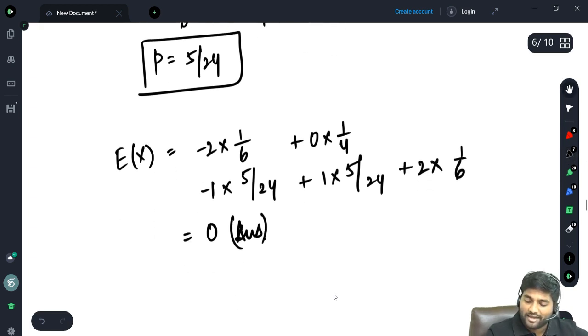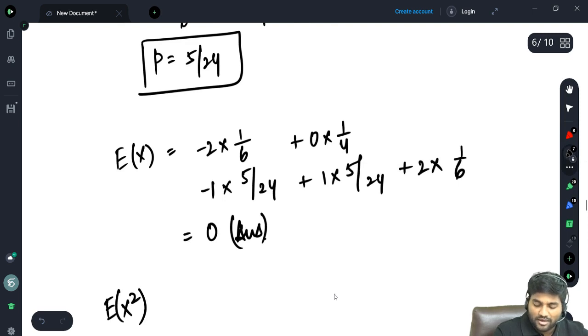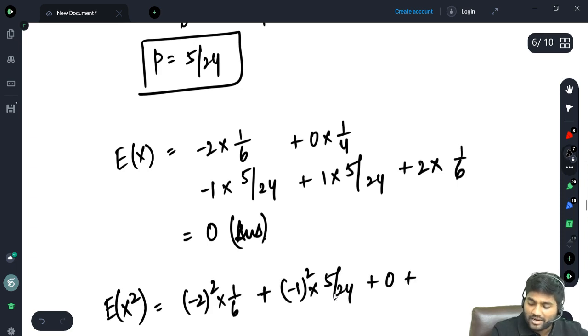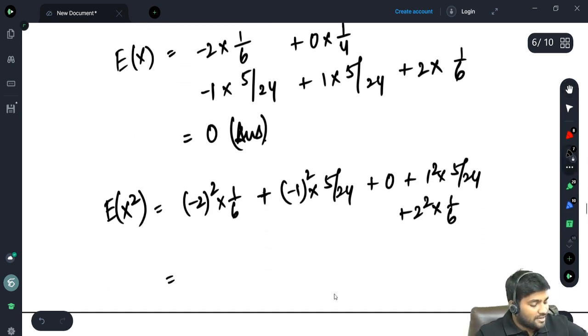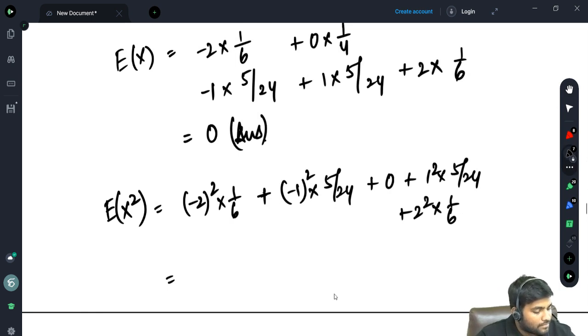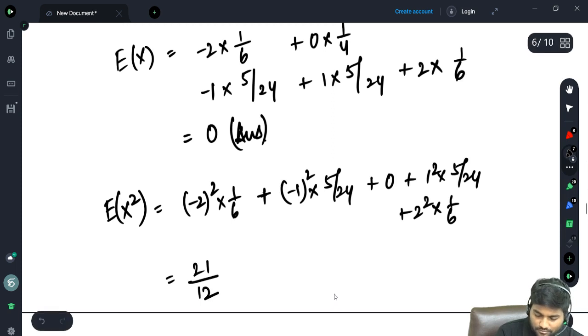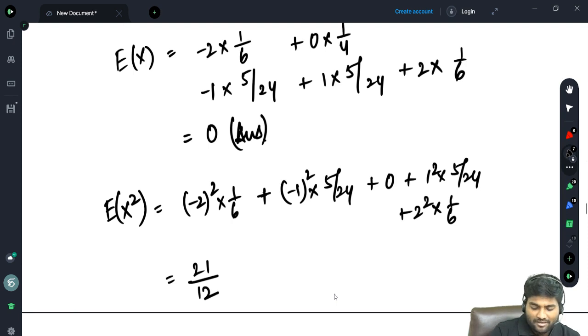Can you all calculate expectation of x square? Expectation of x square is minus 2 square into probability plus minus 1 square into probability plus 0 plus 1 square into probability plus 2 square into probability. So what is the answer? Please tell me. Is it 7 by 4?